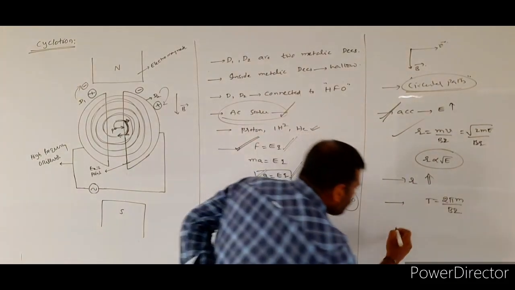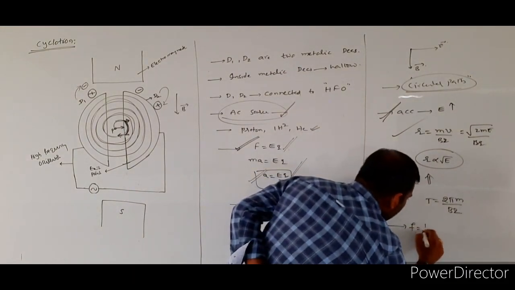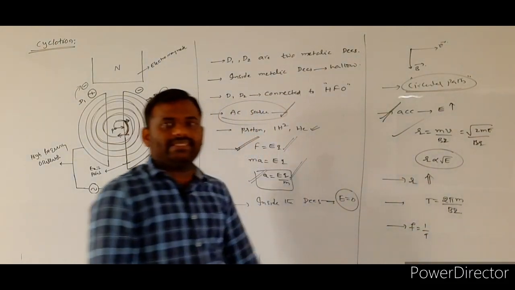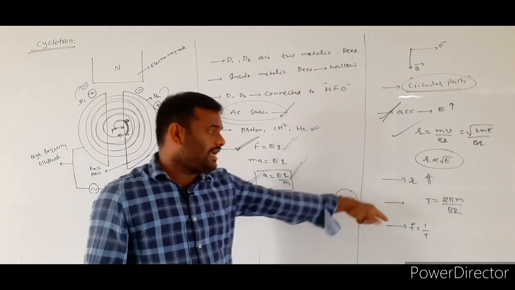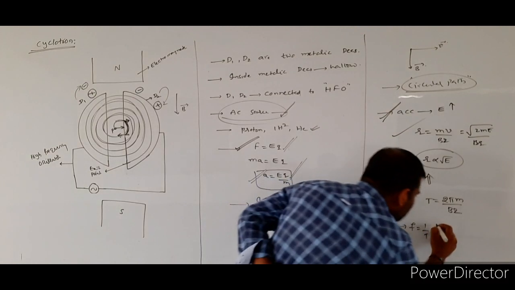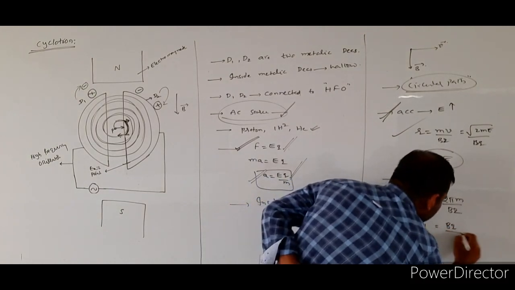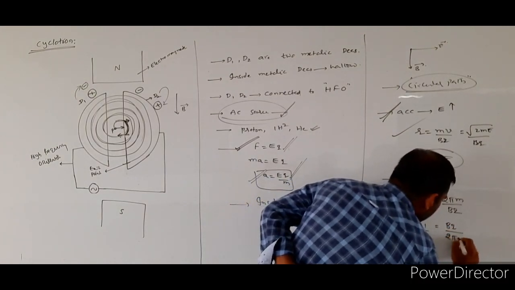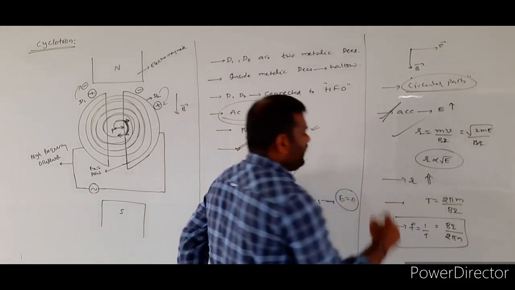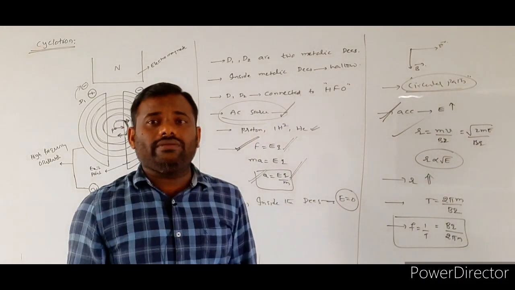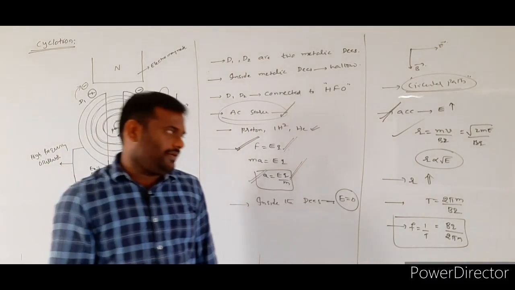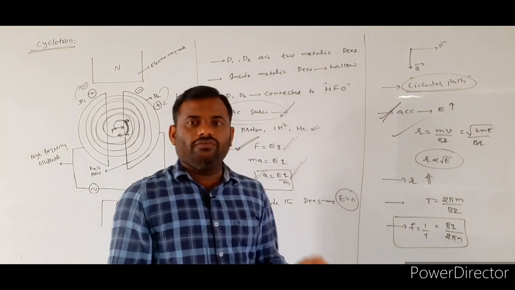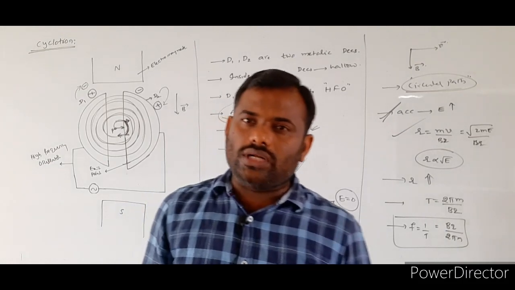And we also know the formula for the frequency. Frequency is the reciprocal of the time period. Therefore, frequency of revolution is given by Bq by 2 pi m. Frequency of revolution is given by how much? f is equal to Bq by 2 pi m. So this is about the working of this cyclotron.